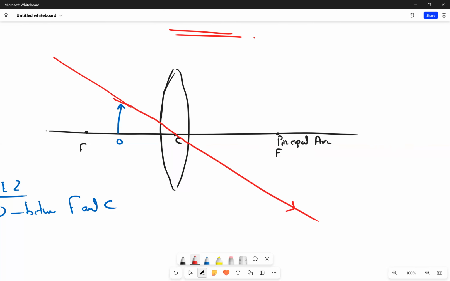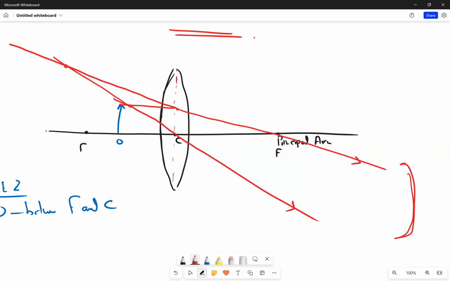The second line is the one that passes from the object's top. Again, if this is the center of the lens, the line passes from the object's top through the focal point like this. But the lines are not meeting at this point, right? On the right side of the lens, there's no meeting point because the lines are diverging. Because this is a convex, converging lens, the lines will meet on the left-hand side now. So if you extend the second line like this, you'll get a meeting point. Then if you connect the meeting point with the principal axis, this is your image.